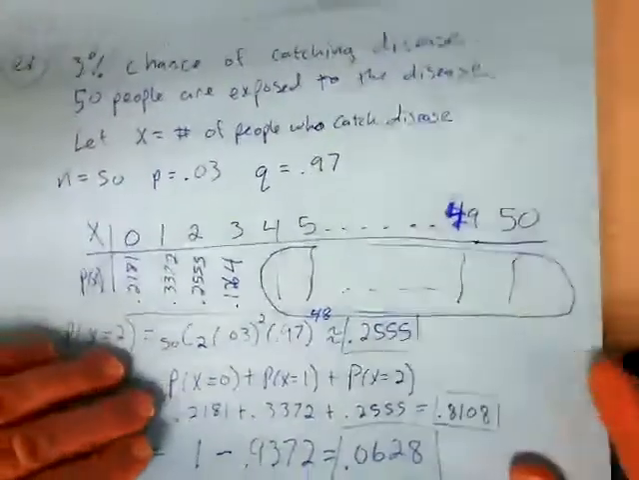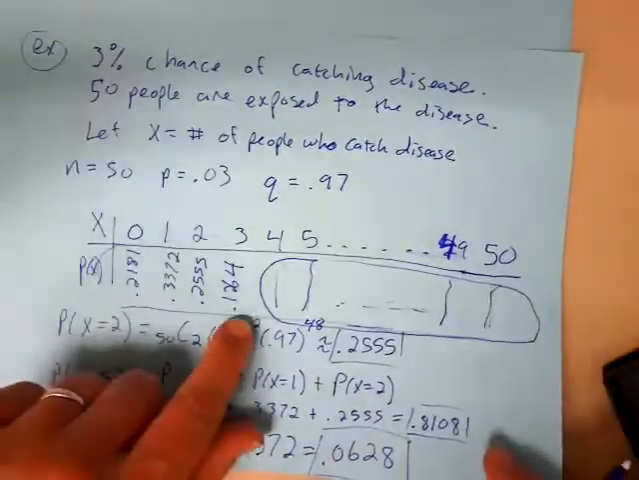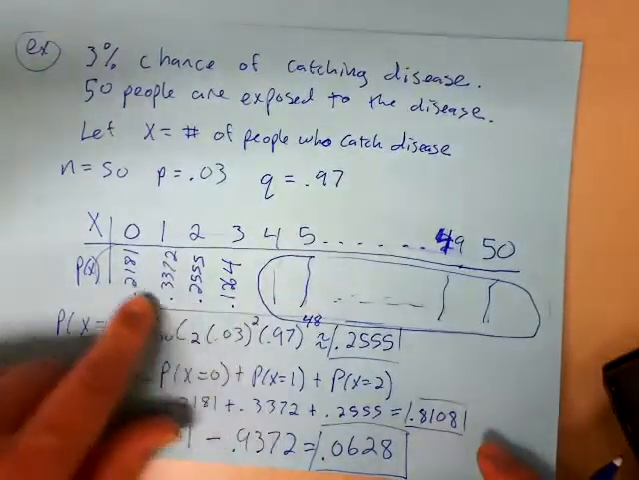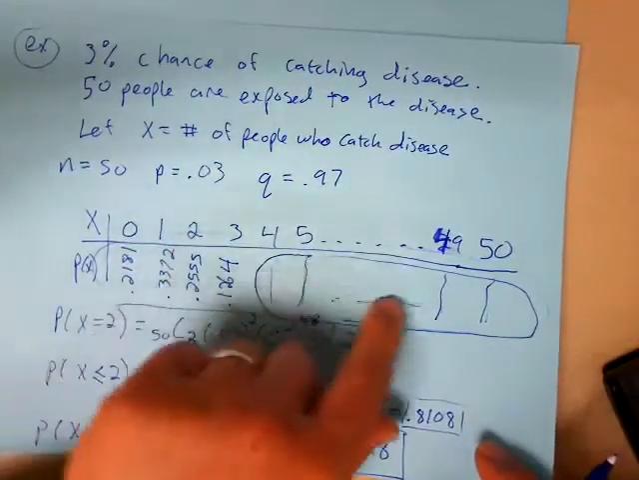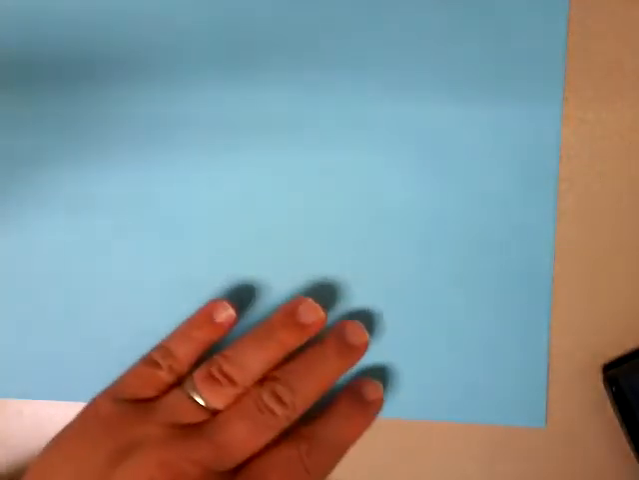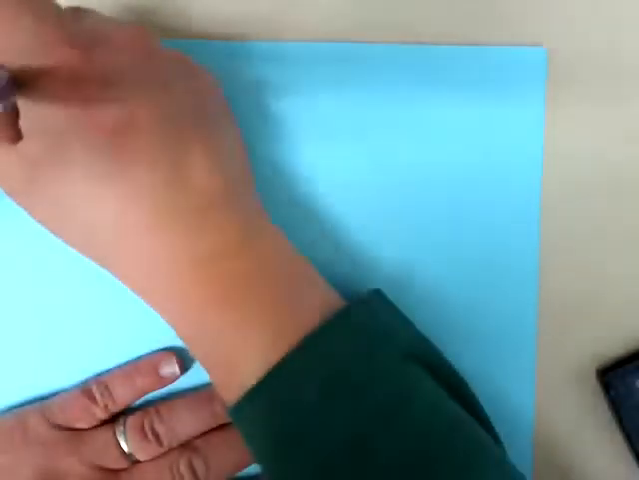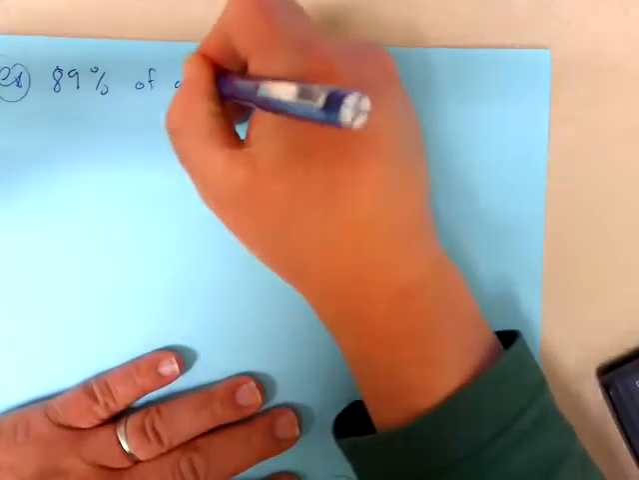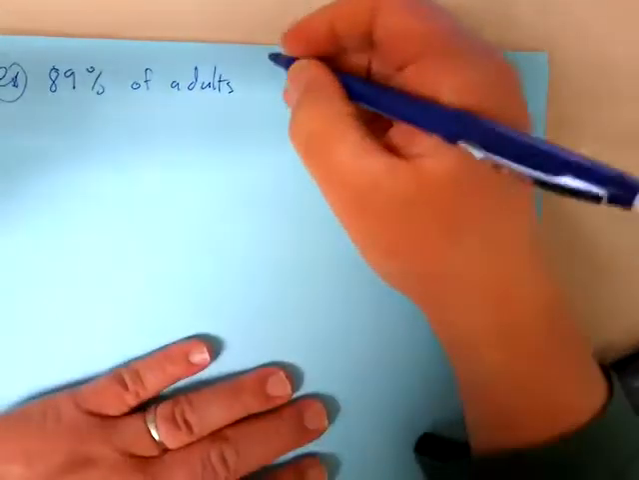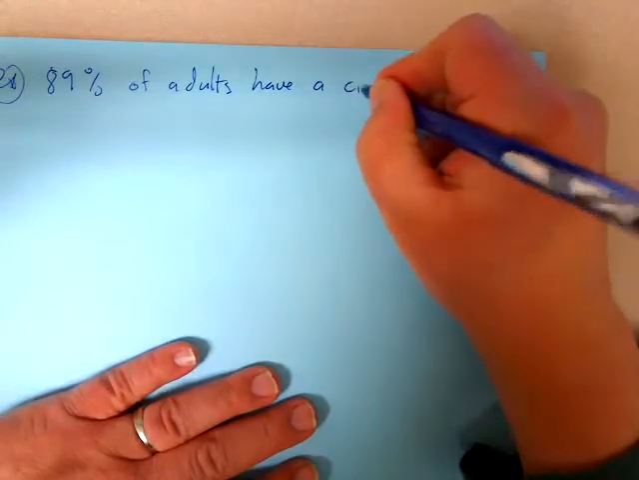Okay, so this was 3%, which is a very small probability of a success. And so all the probability was on the lower end of the table, and these are all really, really small probabilities. So now let's do the reverse, where we have a high probability of a success. Okay, so in this one, let's say 89% of adults, and I don't know if this is true, I'm making it up, but we'll say 89% of adults have a credit card.